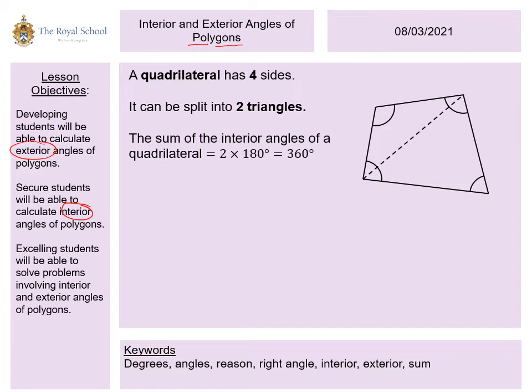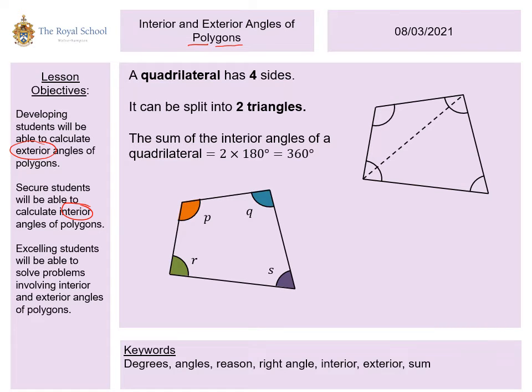Now we know that the angles in a triangle add up to 180. So if you've got two triangles that your shape split up into, it'll add up to two lots of 180, in this case 360. And this is for any four-sided shape. So any four-sided shape has angles that add up to 360.